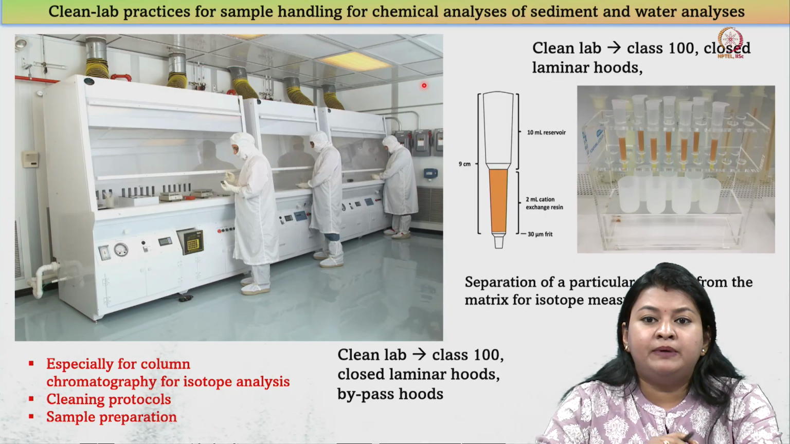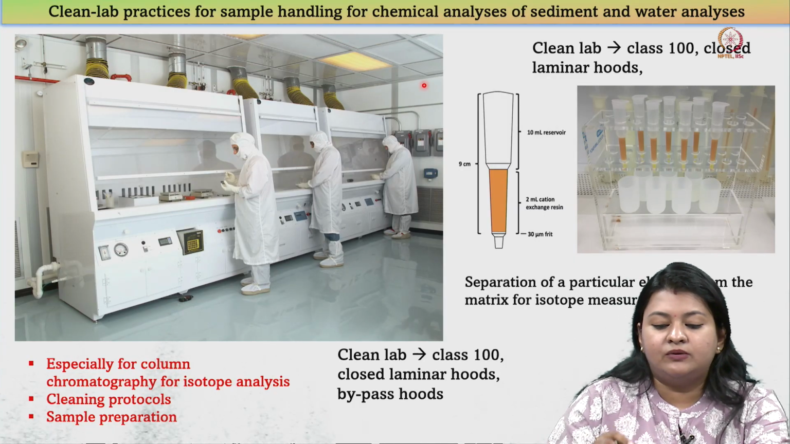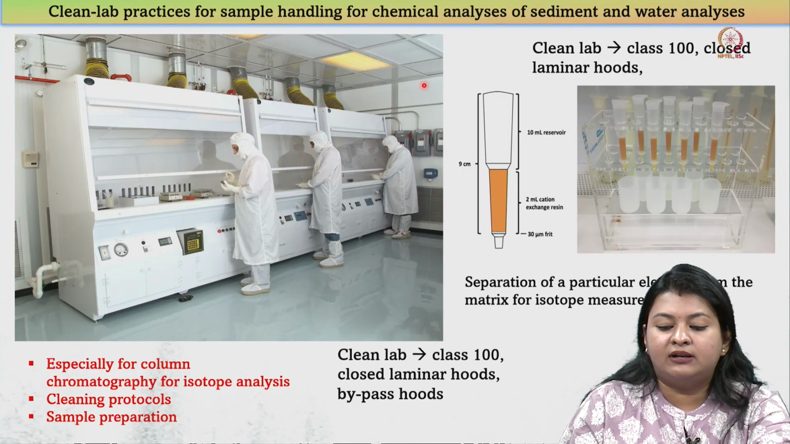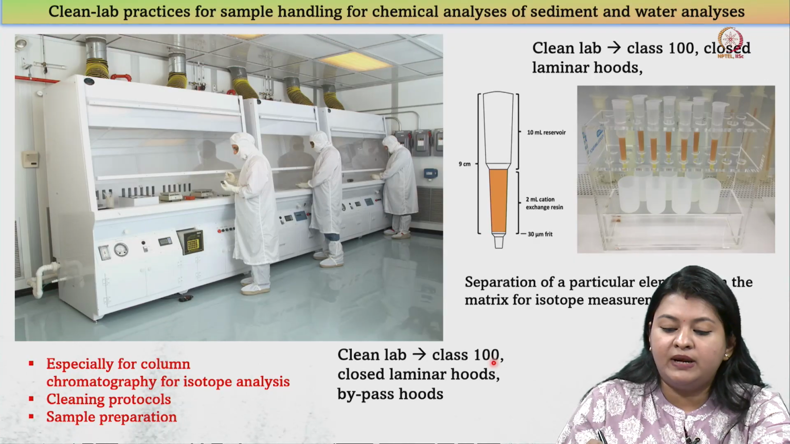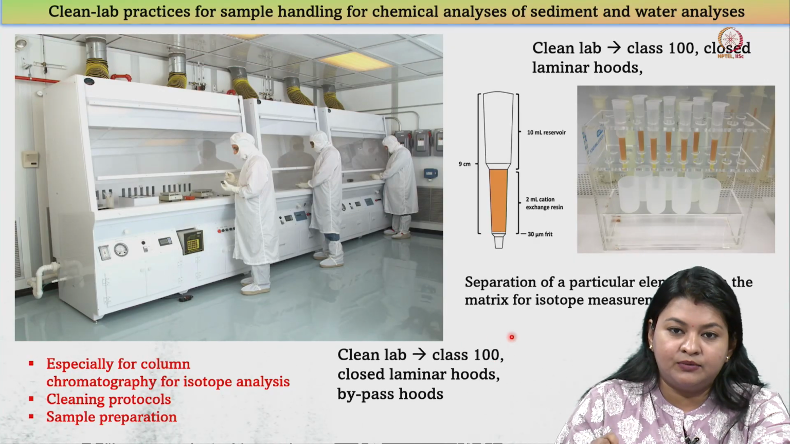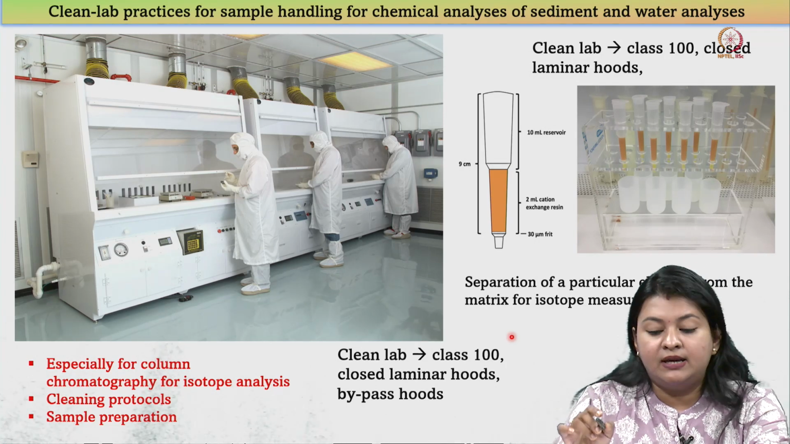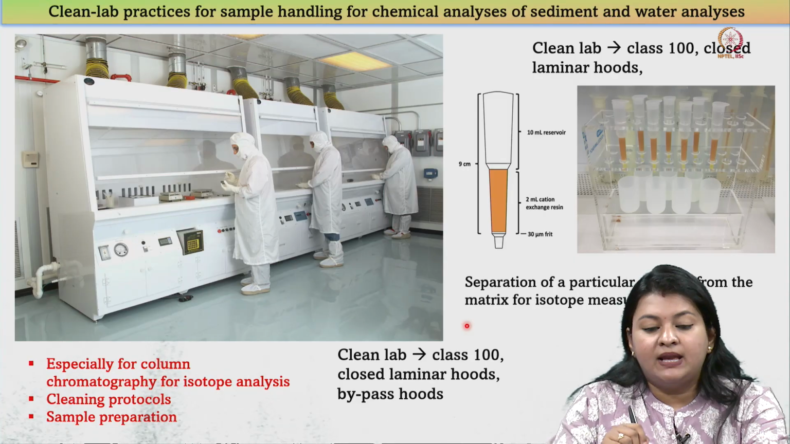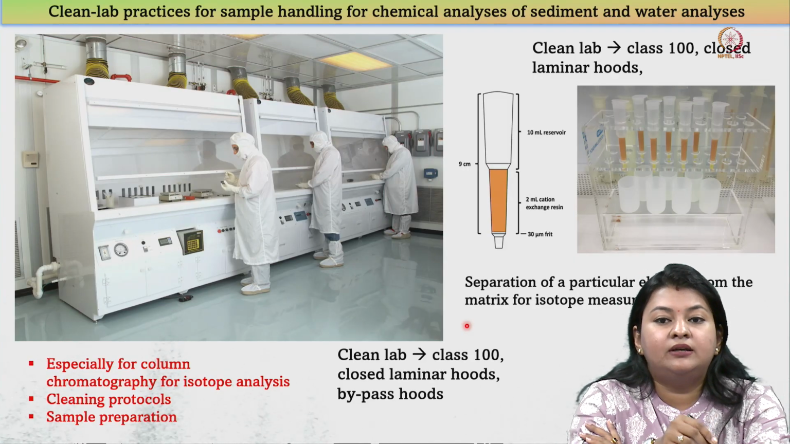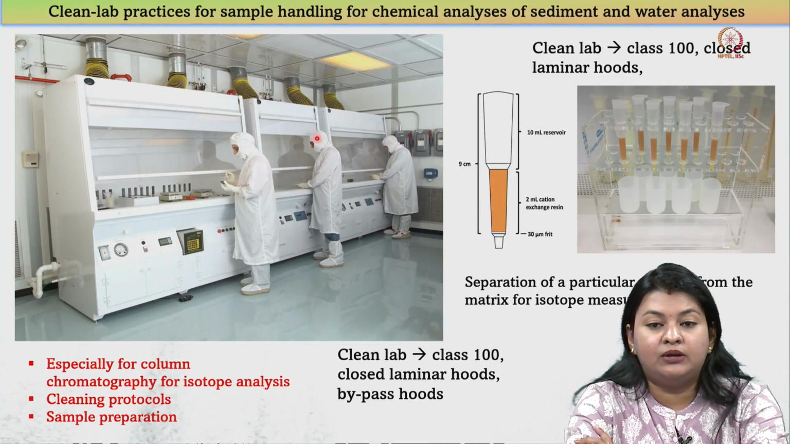Now, there can be different kinds of filters, and multiple layers of filters can be there. Based on those, the classes are created. So, you can have a class 100 lab, class 1000 lab. That means how many particles will be there in a particular volume of air mass decides the class of the clean lab. And here what you are seeing are the hoods. We call them clean hoods, where we are going to work.